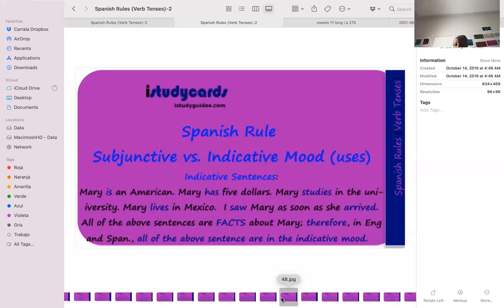So you have these set of facts. Mary's an American. Mary has $5. Mary studies in the university. Mary lives in Mexico. I saw Mary as soon as she arrived. So therefore, I saw Mary as soon as she had arrived. In English you can put arrived or had arrived. Okay. All of the above sentences are facts about Mary. Therefore, in English and in Spanish, all of the above sentences are in the indicative mood, because I'm just giving you facts about Mary, or facts about when I saw Mary.